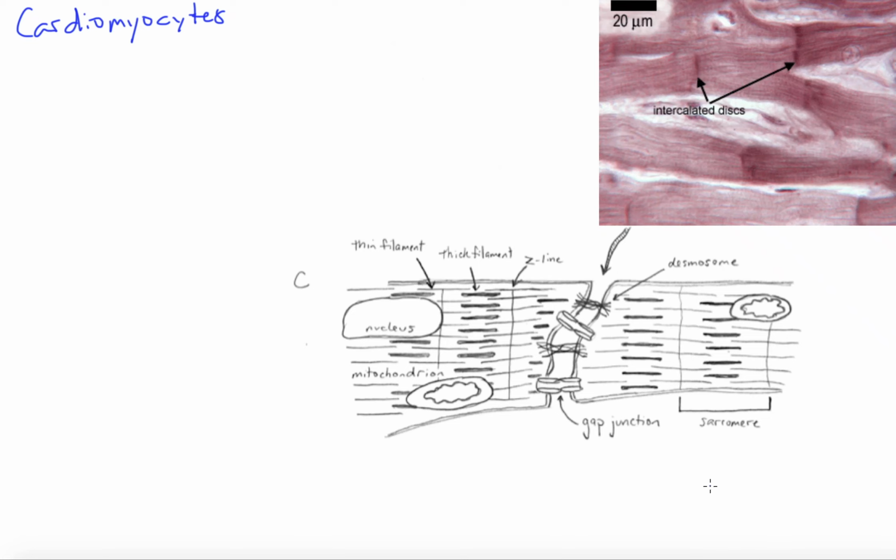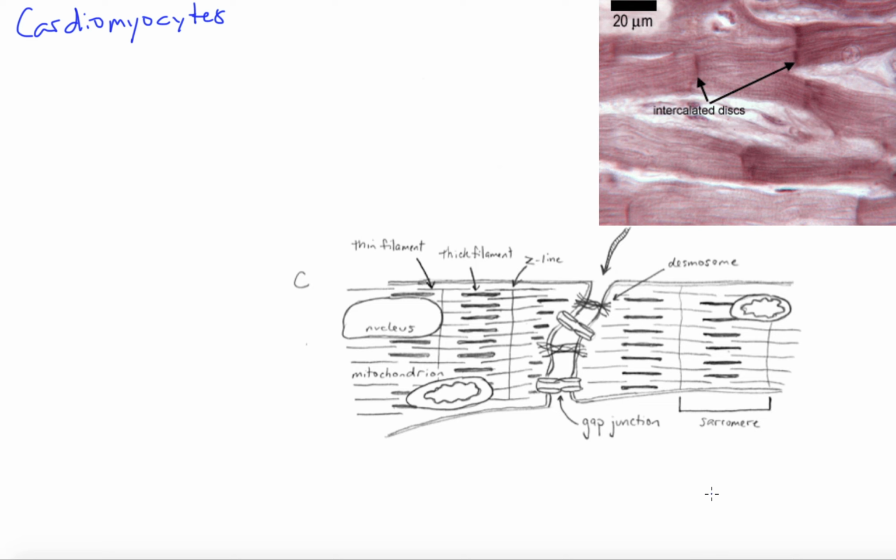About the cardiac muscle cells, known as cardiomyocytes, or simply cardiac muscle cells. These make up the majority of the heart mass. These are the contractile cells.